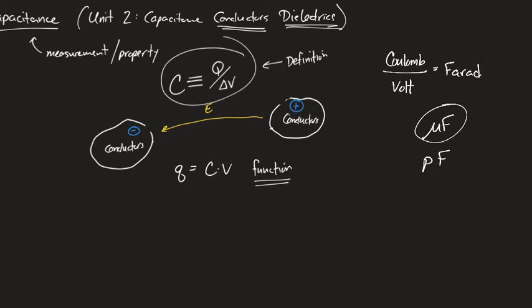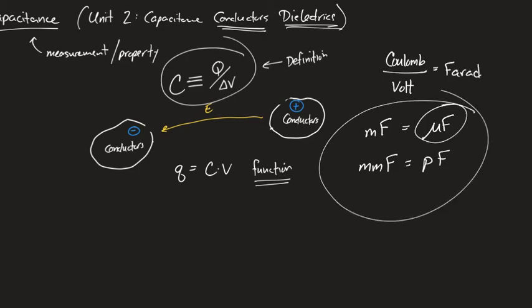Oftentimes with capacitors, they can't print micro on the enclosure. So sometimes you'll see microfarad printed as MF, which doesn't stand for what you think it does. Millifarad stands for microfarad in most uses, even though the lowercase m is supposed to be milli. And sometimes you'll see farad, which is another way of saying picofarad. All right, so these will be stamped on the capacitors to tell you their size.